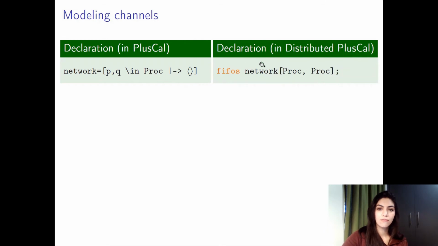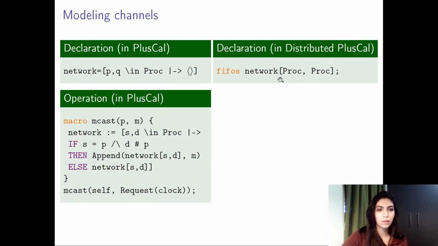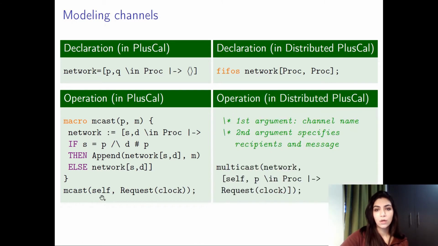In distributed PlusCal, however, you can simply declare a predefined type called FIFOs to represent a FIFO channel and give it the appropriate dimensions. Also, for implementing a channel operation in PlusCal, you will define a macro, give it the appropriate body, and then later on call the macro. In distributed PlusCal, you can simply use one of the predefined operators. For example, here we have an operator called multicast, where the first argument represents the channel name and the second argument represents an expression that specifies the intended recipients as well as the message that needs to be sent.